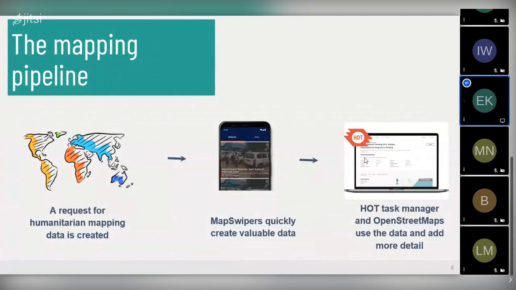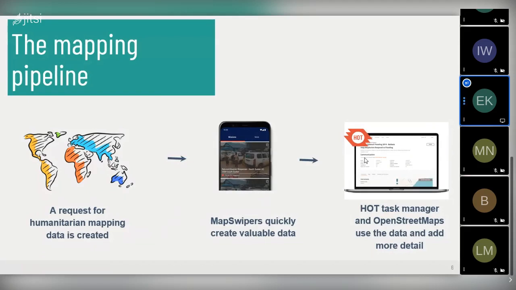So how does it work? How does the pipeline of MapSwipe work? Starting from the left side of the image where you can see the map, a request from a mapper is created. Once a request is created, a task is created. Maybe we'll be able to see that as we go on. So that's how it works. This is just a small overview before we go on to the application itself.